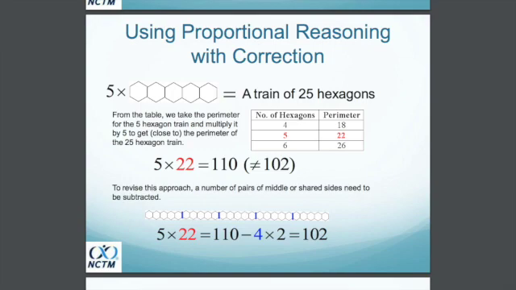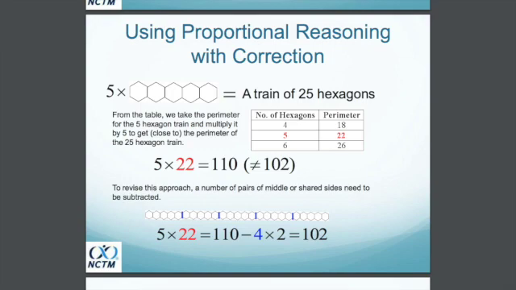So I'm going to use this method. Because I know that 5 hexagons together gives me a perimeter of 22, I'm going to estimate and say that 25 hexagons should be 5 times 5, which is 25. So 22 times 5 is 110. So for 25 hexagons, I should expect approximately 110 for my perimeter.